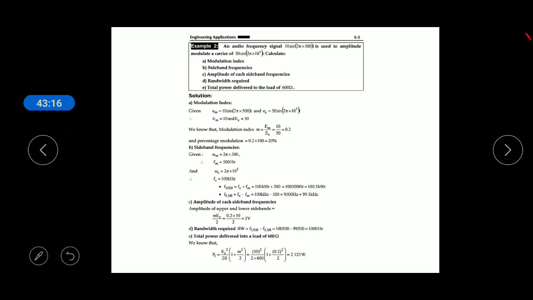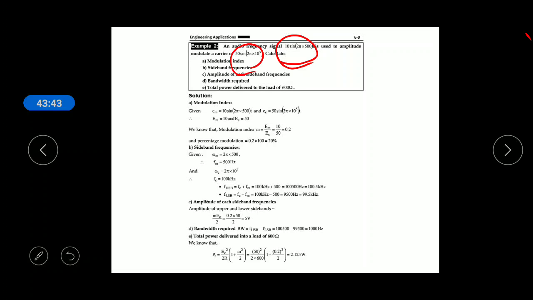So they provided it indirectly instead of directly. Here, this is the audio frequency signal, that is your modulating signal. The other name of the modulating signal is audio, which is of low frequency, and the modulated carrier signal is 50 sine 2 pi 10 to the power of 5. This is your carrier signal.